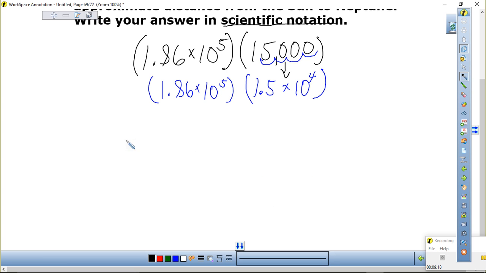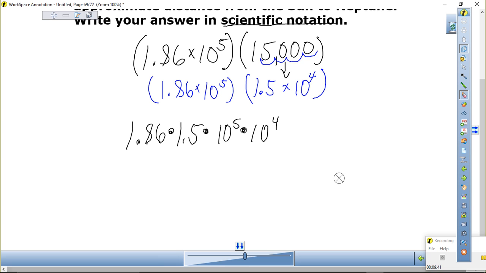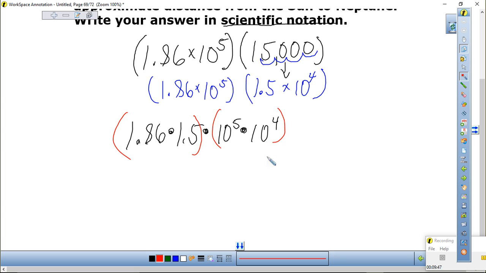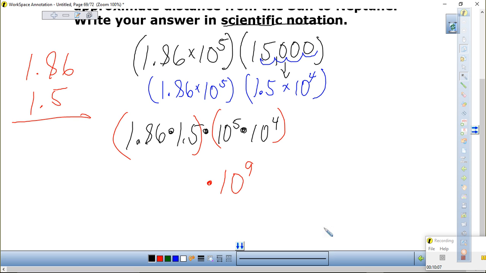Commutative property, you should have written 1.86 times 1.5 times 10 to the 5th times 10 to the 4th. Hands if you got that far. Okay? Associative property, we need to group this, yes? So numbers with numbers, same bases with same bases. Do we know what this is? Tell your neighbor, please. What does this become? 10 to the 9 times. These we do have to multiply, yes? 1.86 times 1.5. Multiply those, see what you get.